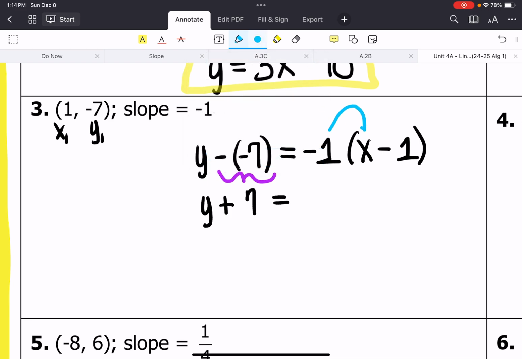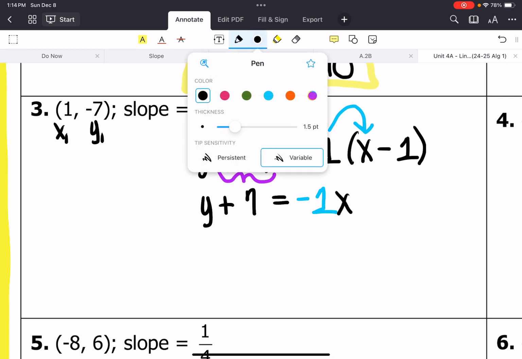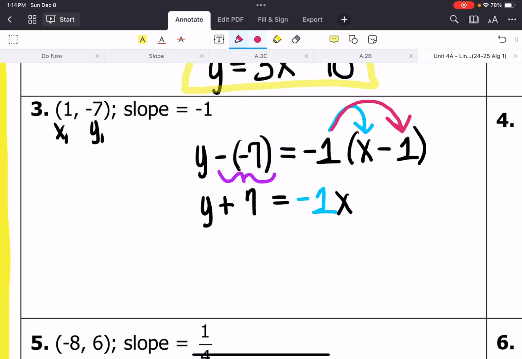Now on the right-hand side, negative 1 times x, well, that just gives me negative 1x. And then negative 1 times negative 1, that gives me positive 1. Now let's go ahead and simplify and isolate y. If we're adding 7, the opposite is subtracting 7. And don't forget, what you do to one side, you do to the other. Plus 7 minus 7 becomes 0. That goes bye-bye. Y is by itself.